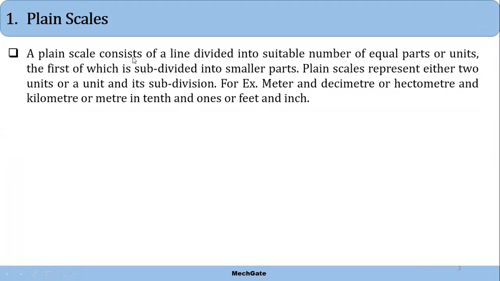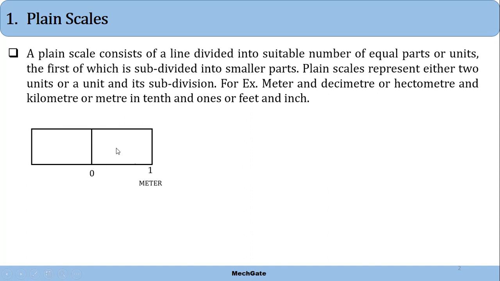So a plain scale consists of a line divided into a suitable number of equal parts or units, the first of which is subdivided into smaller parts. A plain scale represents either two units or a unit and its subdivision. So we can represent meter and decimeter, hectometer and kilometer, 100 meters and tens of meters, and feet and inch. So we can represent such units on a plain scale.